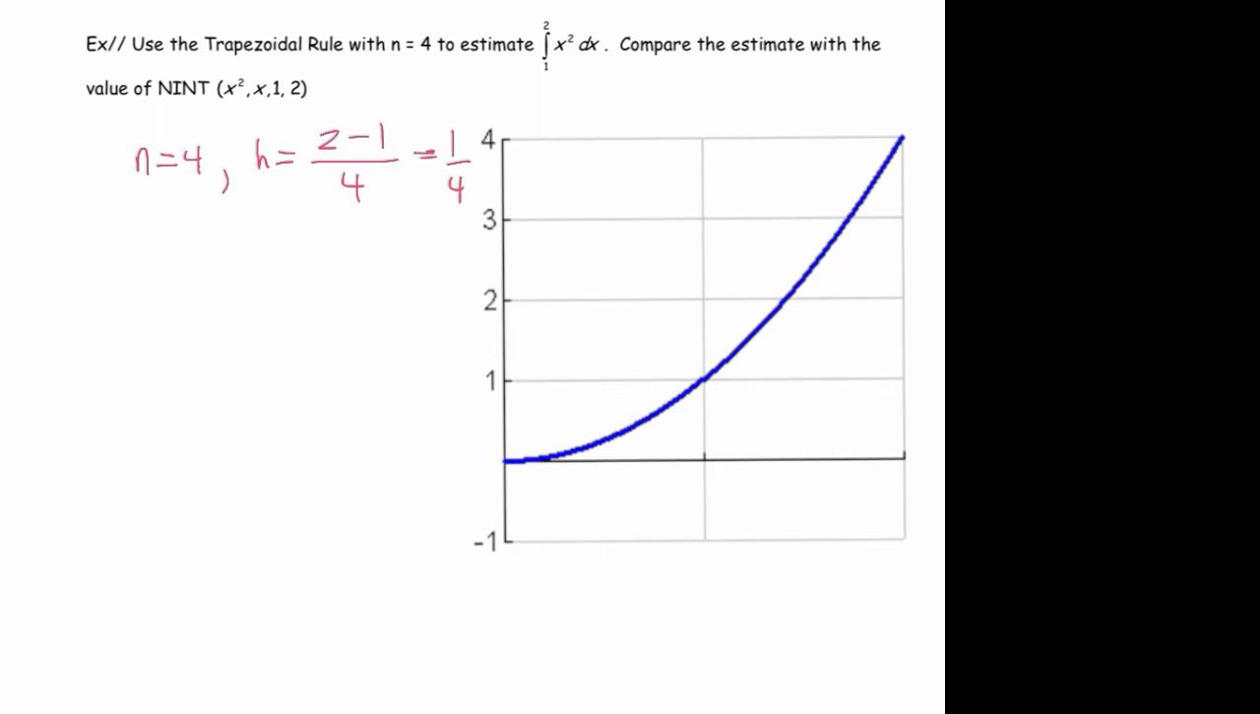So here's 1, here's 2. So we'll cut that up into fourths. So this is half, let's write that as 3/2. This will be 5/4, 6/4, 7/4. And now I'll make my trapezoids. So I'm going to need these y values at some point, but since the function's x squared, it shouldn't be so bad.